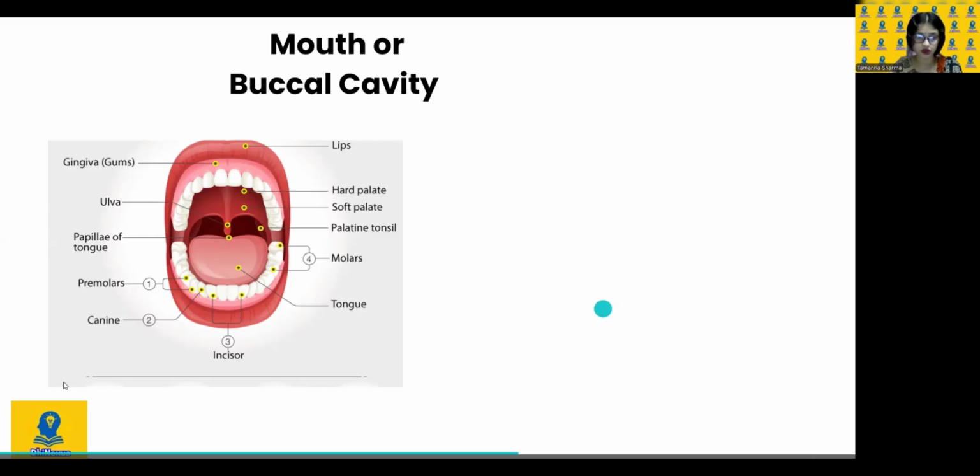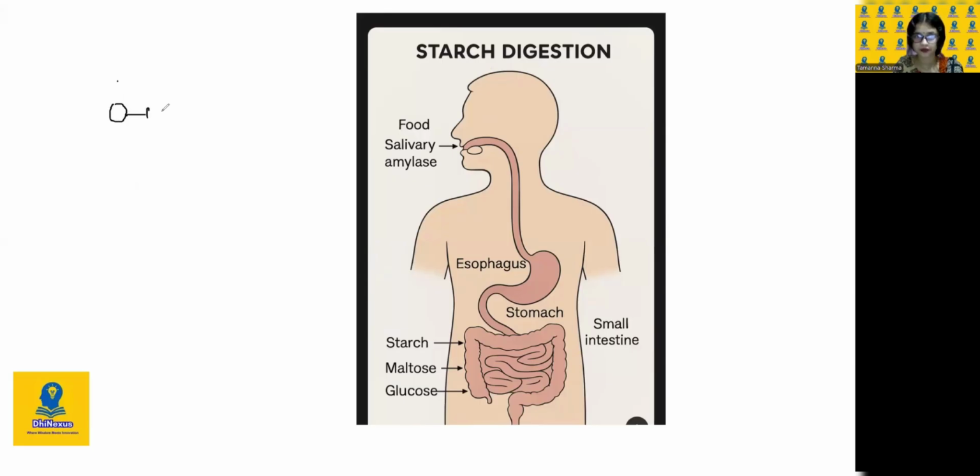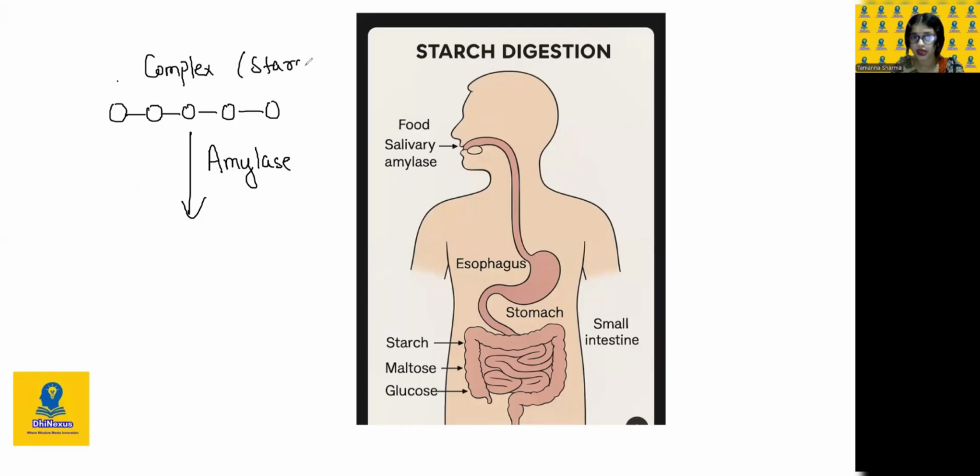So let's learn about this. Look here. Can you see this diagram? Okay, I'll draw it here. Suppose these are complex molecules. With the help of the enzyme that is present in your saliva, which is called amylase, starch is broken down into simple molecules or simple sugar.